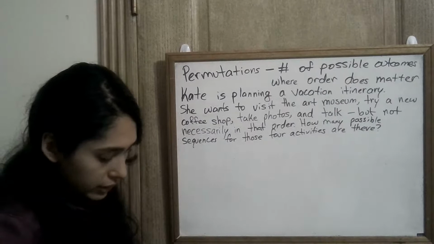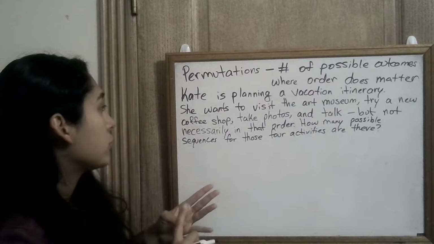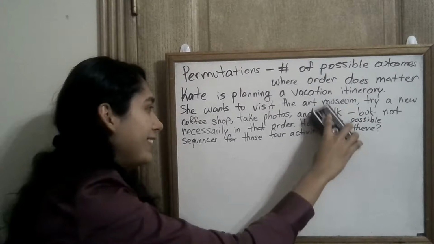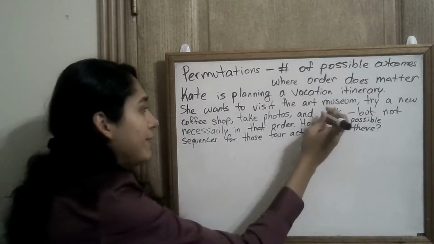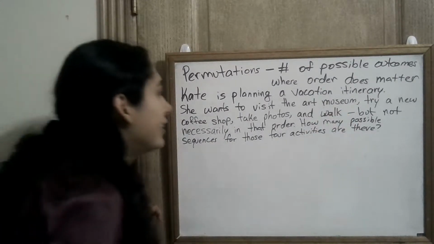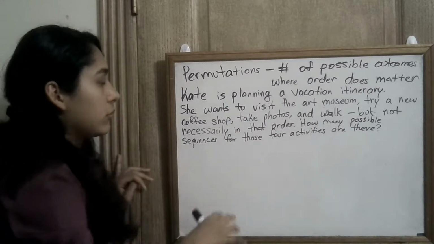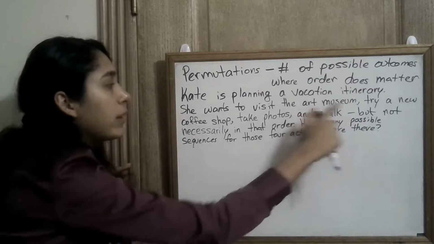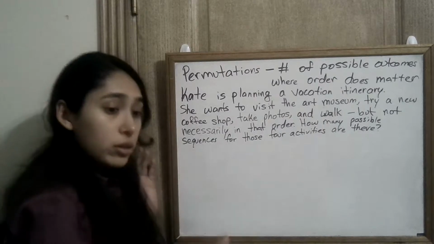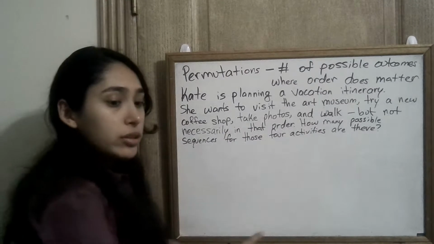Okay, so we could say museum, coffee, photos. I meant to say she wants to take a walk. And then we can just keep on writing things in different orders. Because here it would make a big difference. All these 4 items are going to be included in the possibilities, but what she does first is very important.